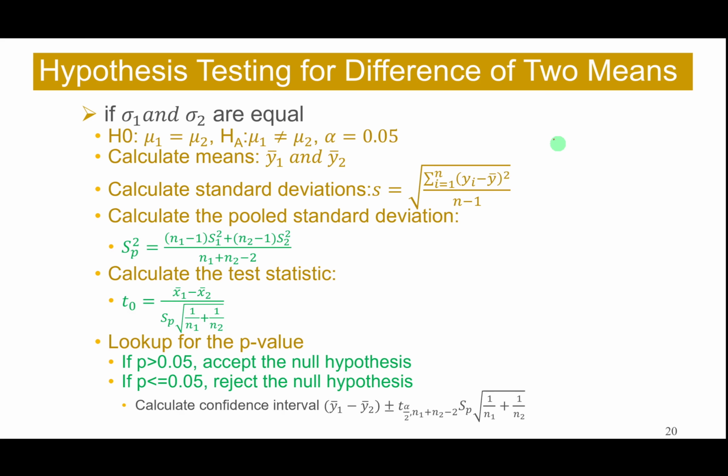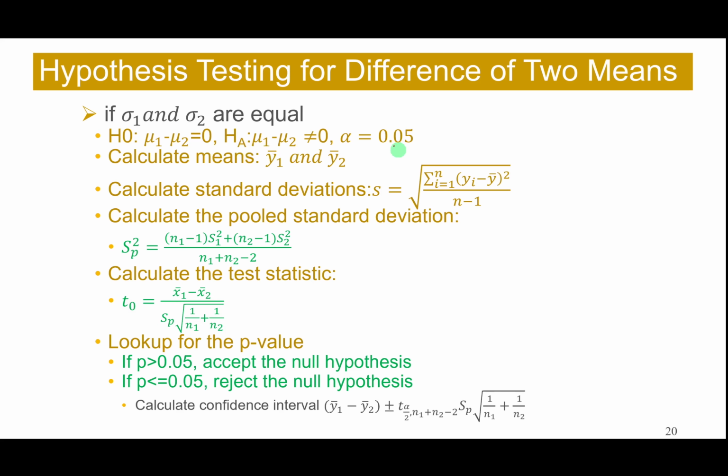To sum up the procedures for conducting hypothesis testing for the difference of two means, in the situation where sigma 1 and sigma 2 are equal. How do we know sigma 1 and sigma 2 are equal? Most of the time we can calculate and compare sample standard deviations S1 and S2. If they don't differ too much, we can believe that sigma 1 and sigma 2 are equal. We will form the null hypothesis as mu1 minus mu2 equal to 0 and the alternative hypothesis as mu1 minus mu2 not equal to 0.